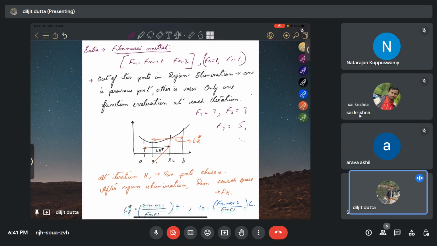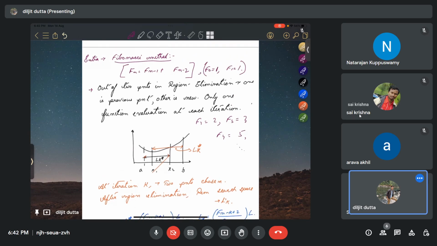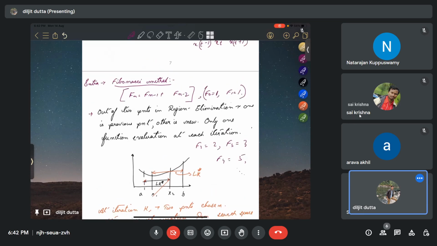Now how do we use the Fibonacci method to do the optimization, that is, to get the optimal region? This is also a region elimination method only, like the golden section search method. Here, out of the 2 points in the region elimination, one is the previous point and the other is the new point. So we'll start with the two initial endpoints, A and B, and we will have to calculate x1 and x2.